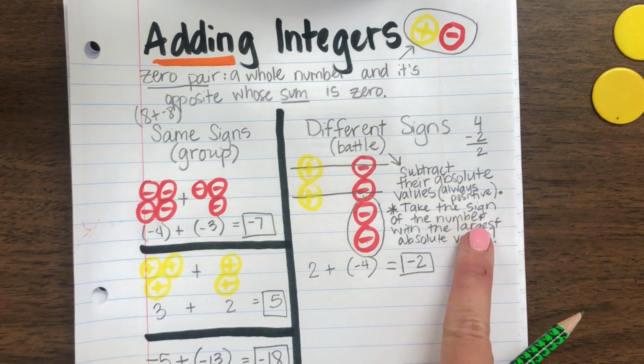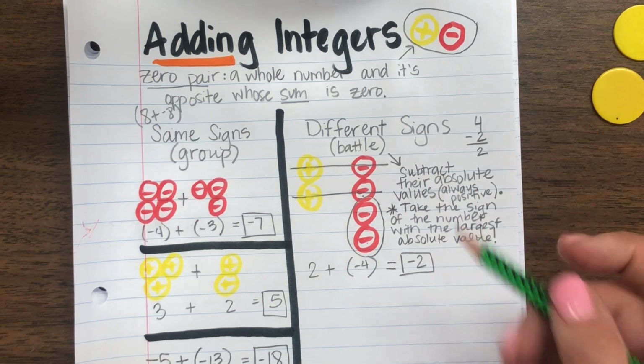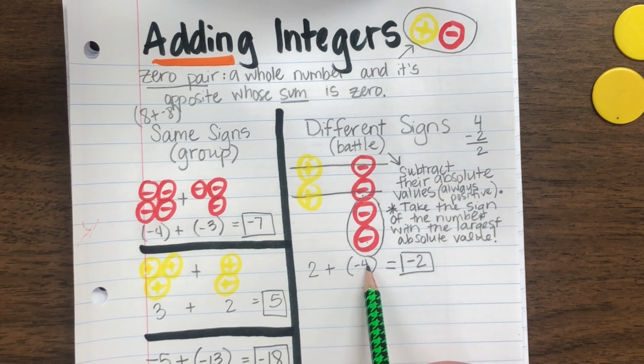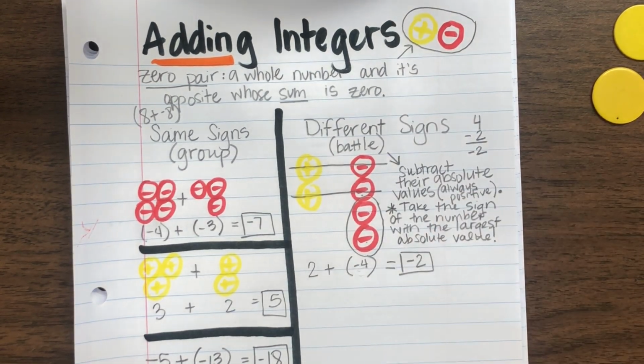Then we took the sign of the number with the largest absolute value. Well, which one of these numbers is farther away from 0? This one. So if this number is farther away from 0, then our answer is going to be a negative.